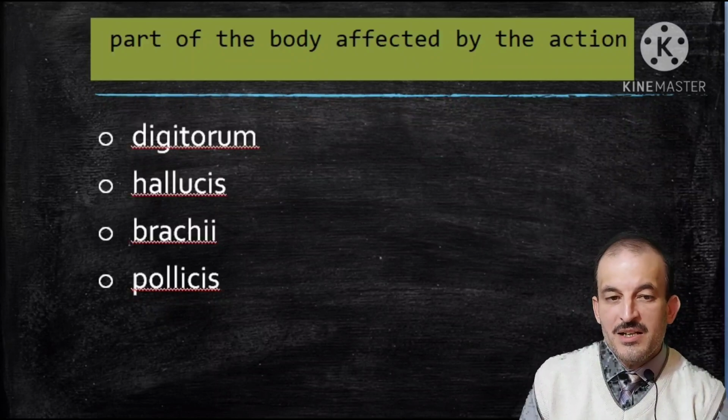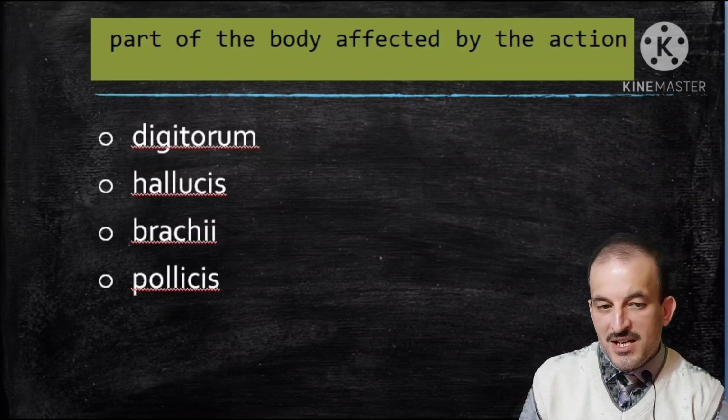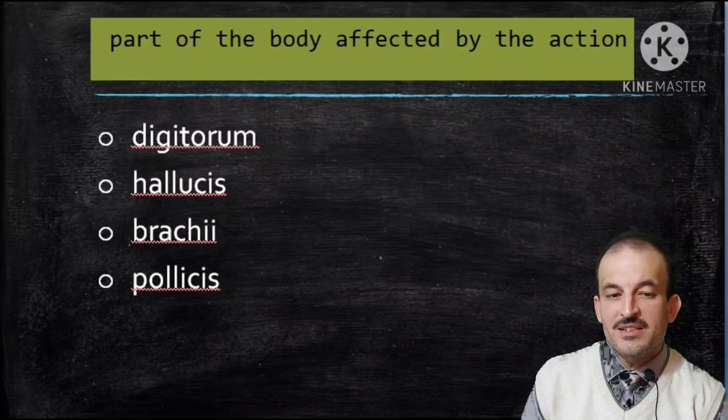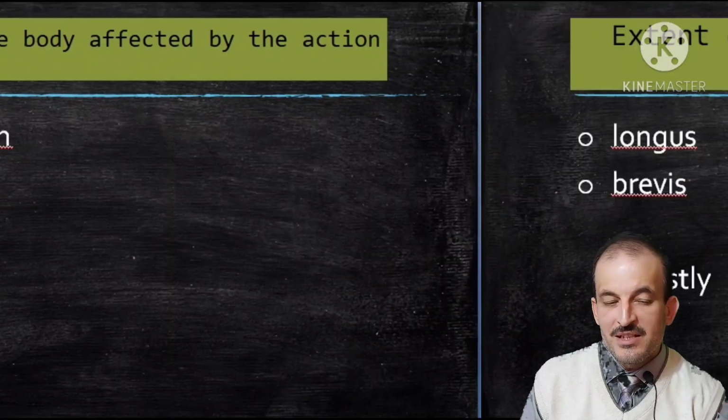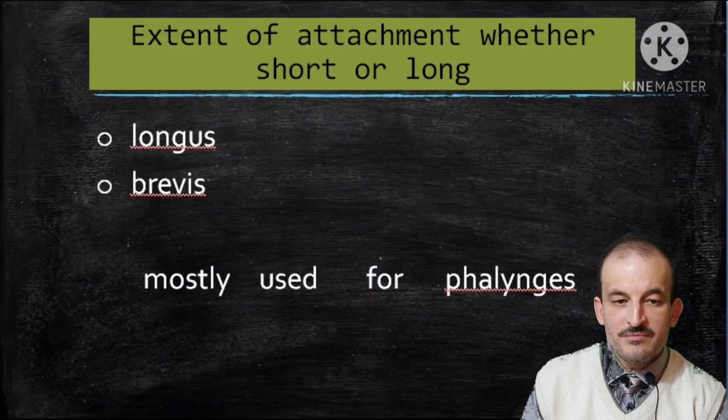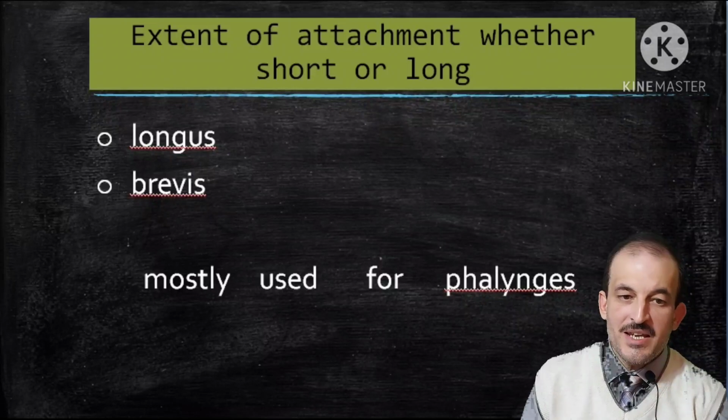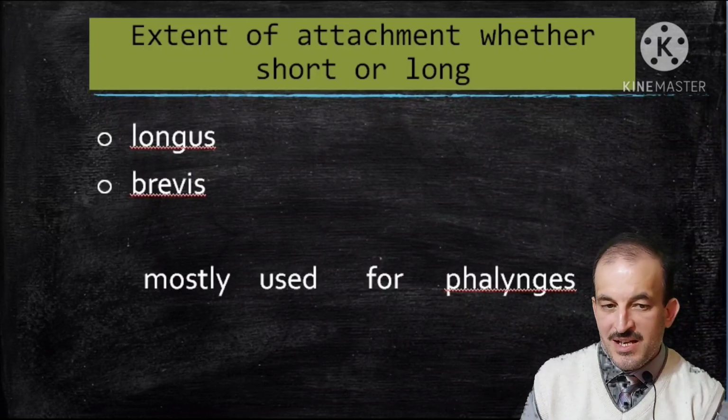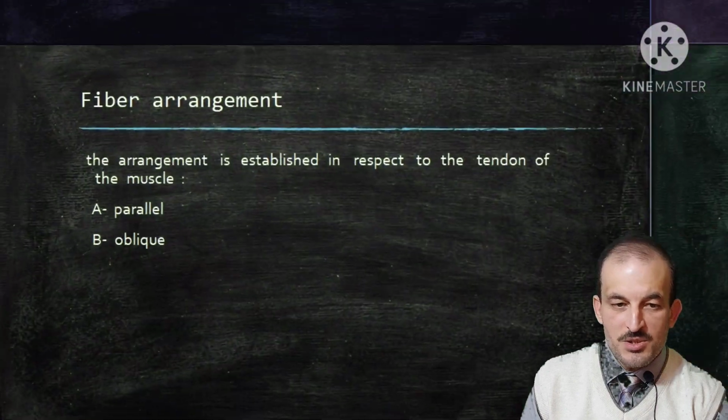Other muscles are named according to the body part affected by their action, such as digitorum, which affects the movement of digits, hallucis, the big toe, brachii, the brachium, and pollicis, which means muscles that affect and move the thumb. Other muscles are named according to the extent of attachment, whether short or long, such as longus and brevis, which are mostly used for muscles that move the phalanges.